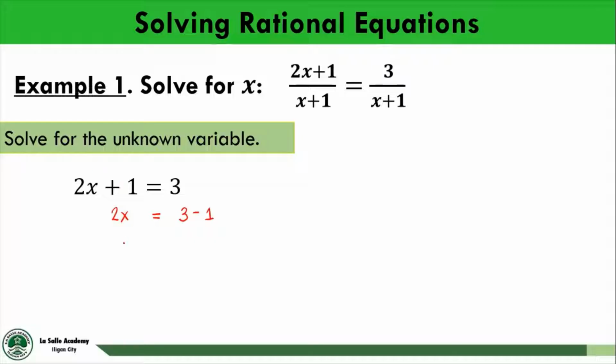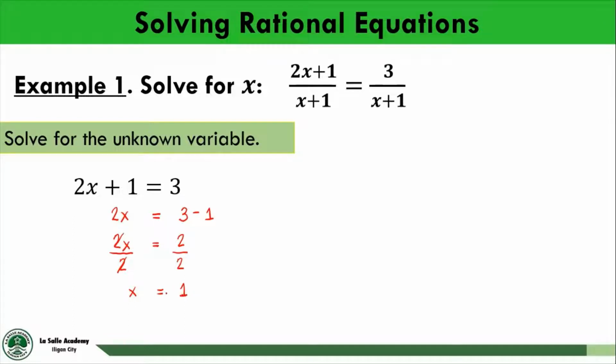Next, we have 2x. Let's simplify. 3 minus 1, that is 2. To eliminate 2 here, we can divide both sides by 2 to keep our equation balanced. So we can cancel this one now. So we have x is now equal to 1.